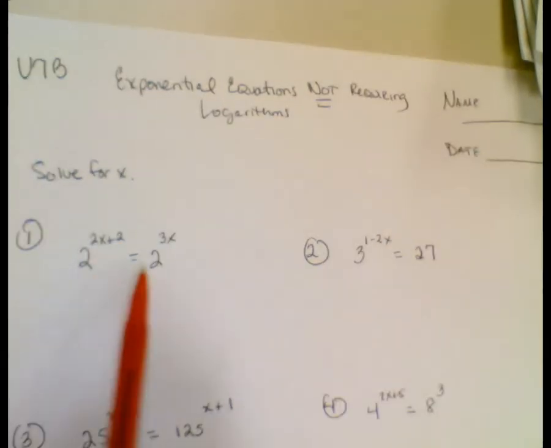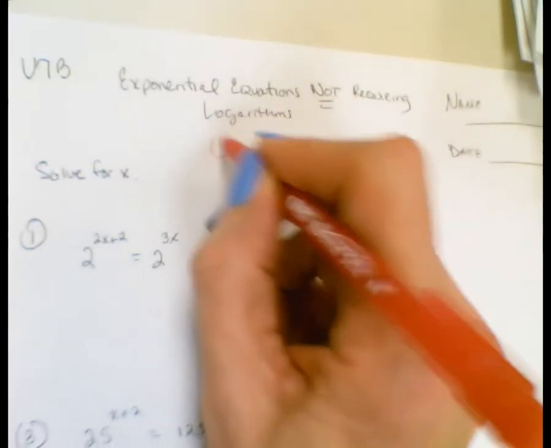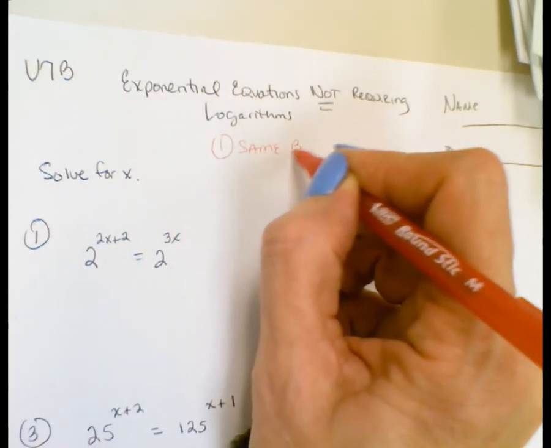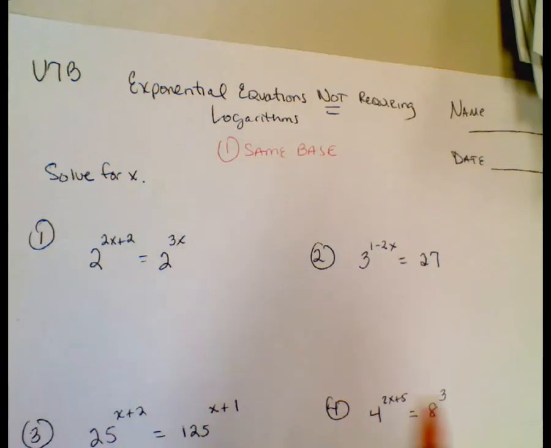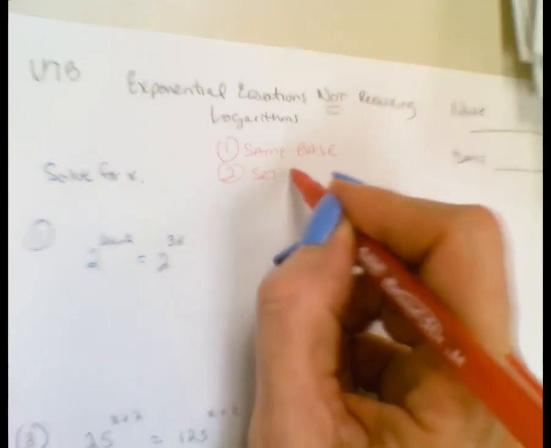So right now you'll notice that you have the same family of 2. So your first step is you want them to have the same base. So in this first problem, the base is the same. So that's good. So we can avoid step 1. Step 2, if they do have the same base, set exponents equal.